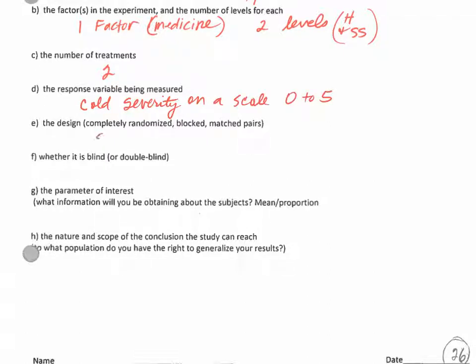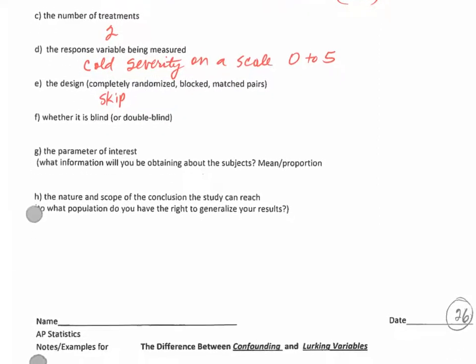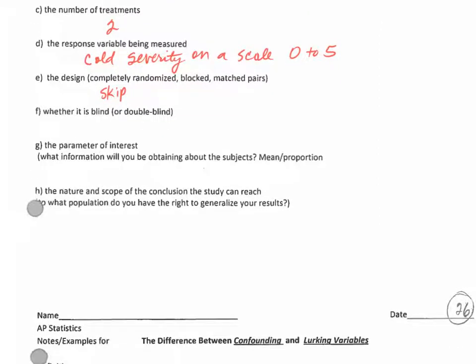All right, we're skipping the design. And how about being blind or double blind? Ah, good. We don't know double because we don't know if the doctor was, but we do know that it is single blind. And why do we know that? Yeah, the sugar solution indicated that we had a placebo. So we were hiding from the patients if they got that. Why?